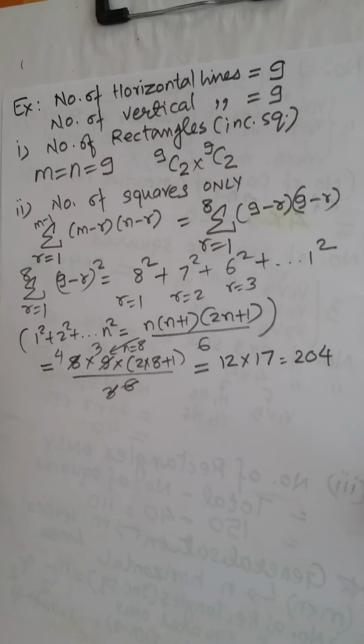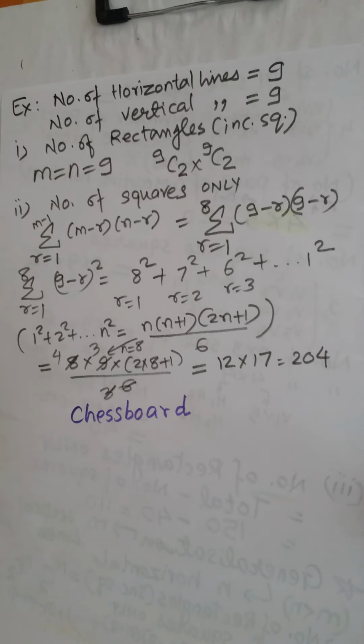Which game do we play in which we can see 9 horizontal and 9 vertical lines? Does this example resemble any game that we play? An indoor game? Yes, that is the chessboard. In a chessboard, there are 9 verticals and 9 horizontals. So these many squares and rectangles including squares are there. Okay. So further problems can be done and explored later.